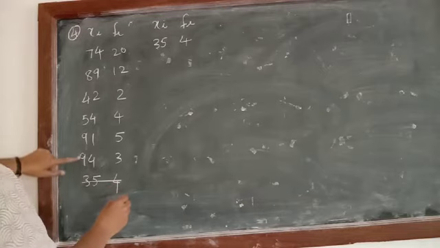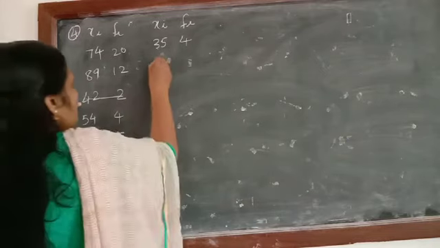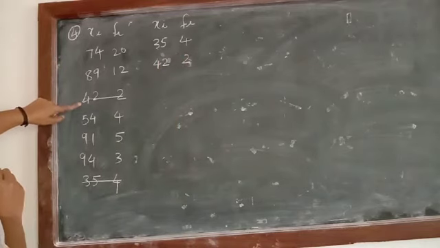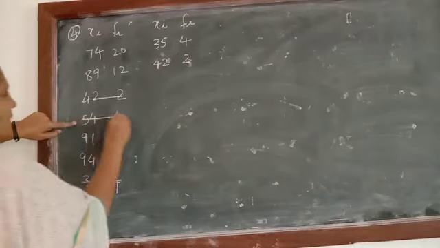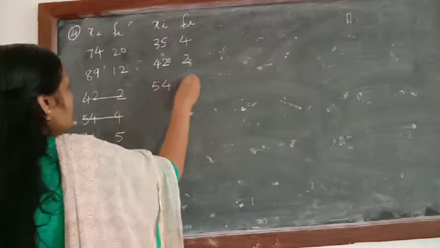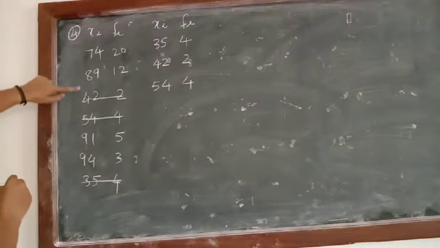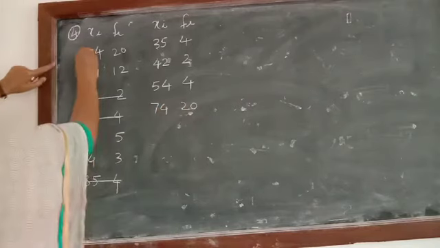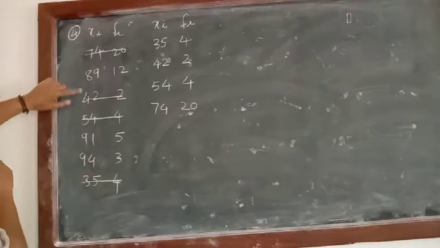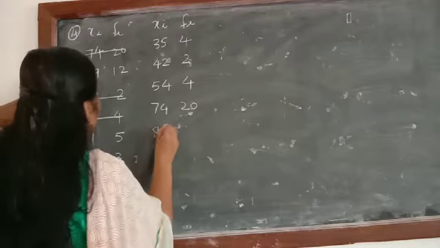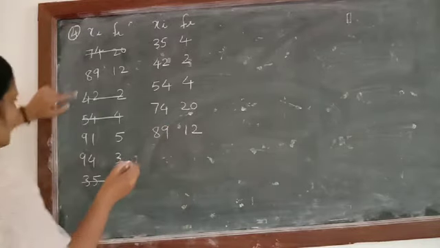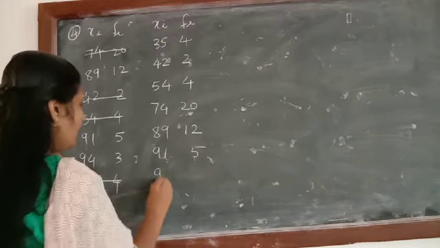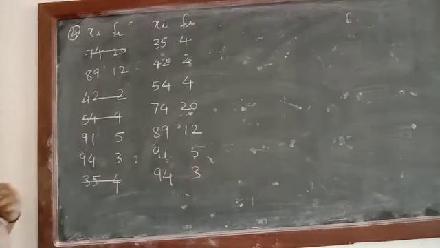After 35 which number? Yes, 42. So write down 42, 2. After 42 which number do we have? Yes, 54. So 54, 4. After 54 we have 74 and here we have 20. That is also over. Then we have 89, 91, 94. So 89 has 12, then 91 has 5, and 94 has 3.